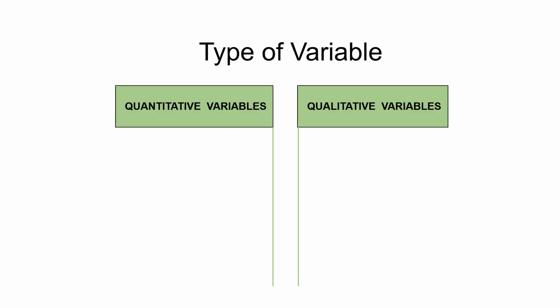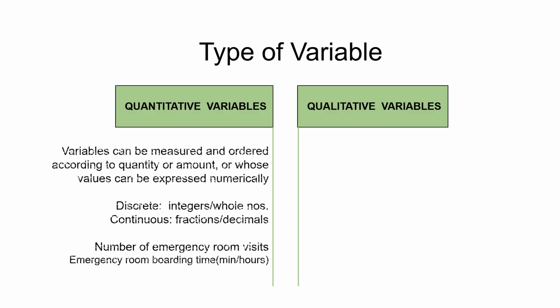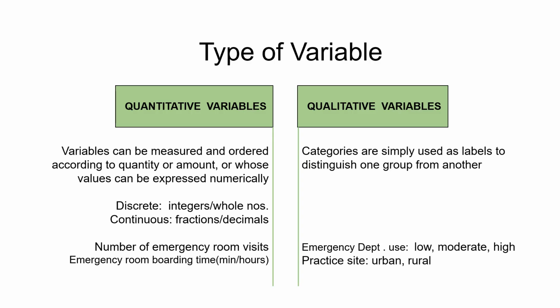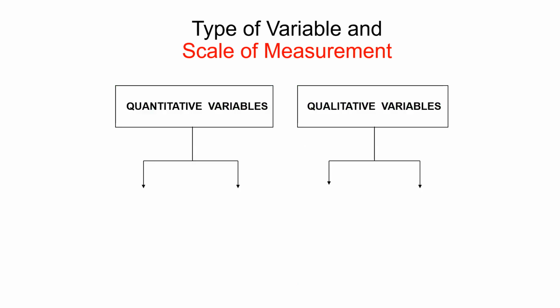As a review, there are two basic types of variables: quantitative, where they are expressed numerically, and qualitative, where they are grouped into categories, and you have the following examples. And there are four scales or levels of measurement. Under qualitative, you have nominal and ordinal. And under quantitative, you have interval and ratio. Ordinal can also be quantitative.